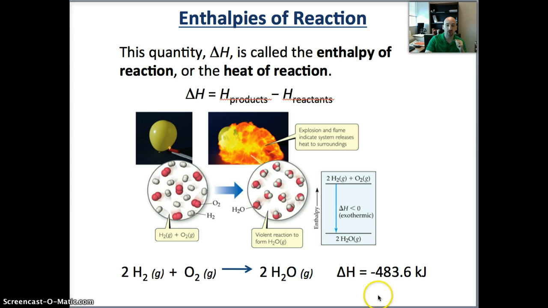Well, that negative sign says that the reaction is exothermic, which means that heat is being released to the surroundings. And we can see that when we take a balloon filled with hydrogen gas and ignite it, it reacts with the oxygen in the air, and you get an explosion, right? So heat is being released to the surroundings. All right. One thing to note is that this delta H is for 2 moles of hydrogen gas, or 2 moles of water.